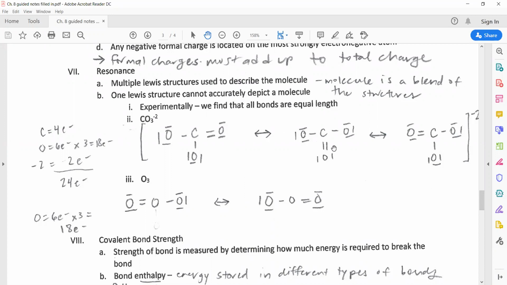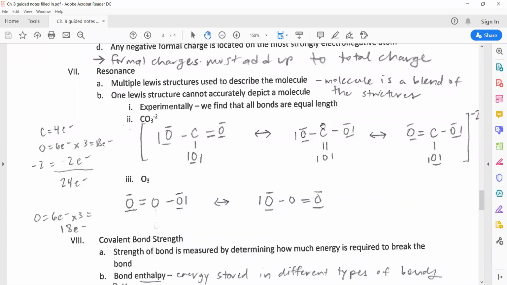So what we know in real life is that CO3 2- does not look like any one of these. It's actually an average of these three structures. So there's actually like a 1 1/3 bond, 1 1/3 bond, and 1 1/3 bond. Clearly, we can't draw a 1 1/3 bond.